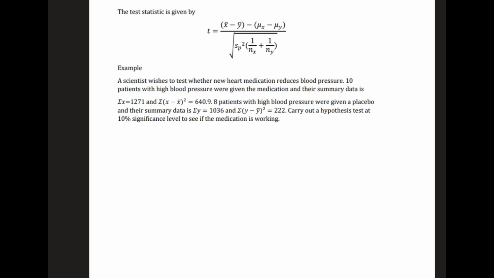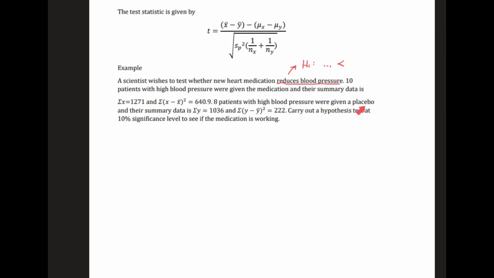A scientist wishes to test whether a new heart medication reduces blood pressure. Okay, reduces blood pressure. Important, H1: something less than something. Okay, less than. 10 patients with high blood pressure were given the medication, and their summary data is these values. Okay, so we have this value. 8 patients with high blood pressure were given a placebo.